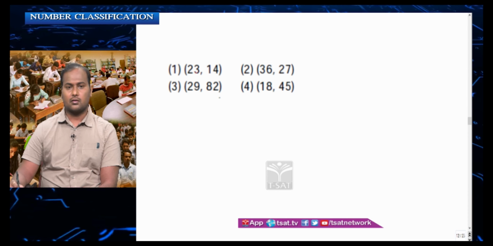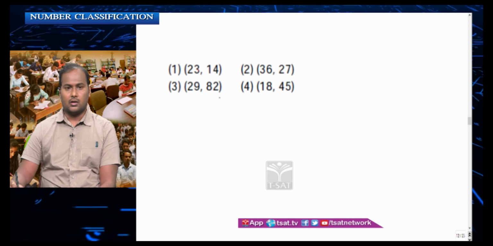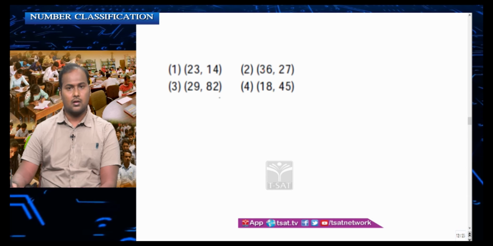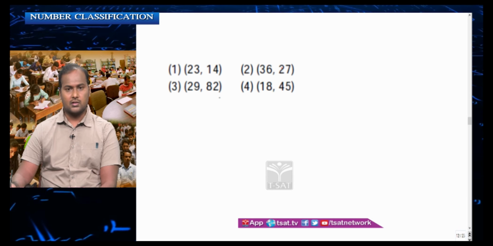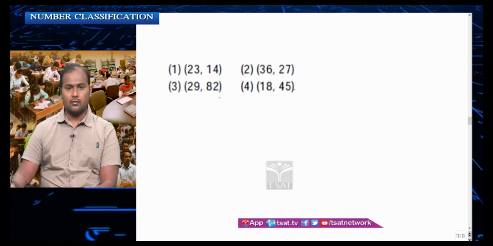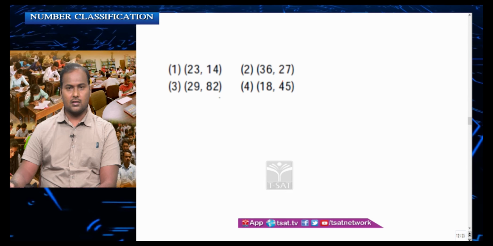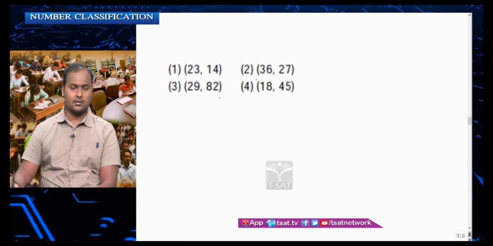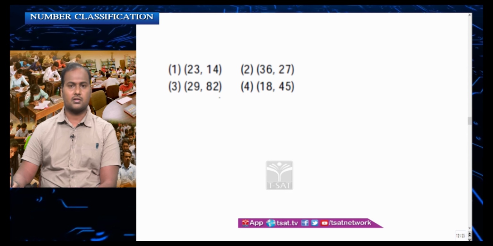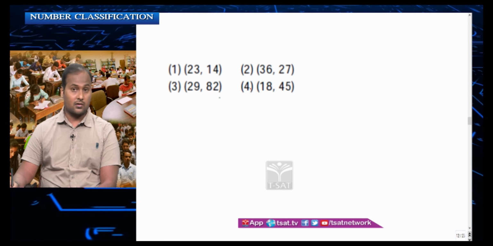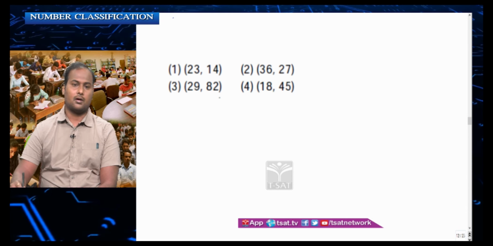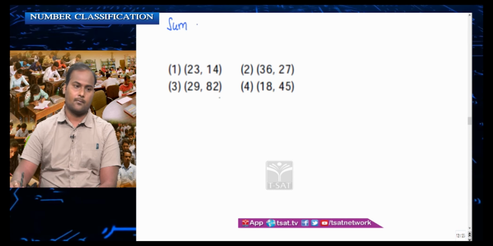Can I check with squares? Not possible, because 23, I can write as 5 square minus 2, but 14, not possible. 36 is a perfect square, but 27 is a cube. Then 29, 82, 18, 45. So in this case, squares are not possible, multiplication is not possible, subtraction is also not possible, addition is also not possible. If all these are not possible, we have to go for what? Sum of digits. I always said this is very, very important.